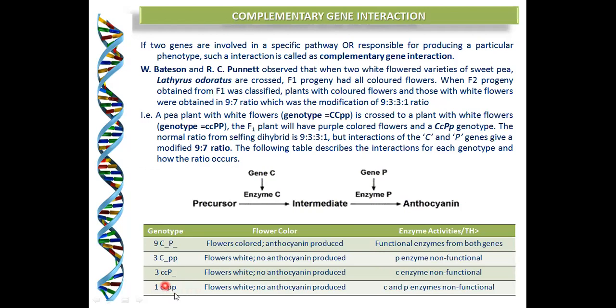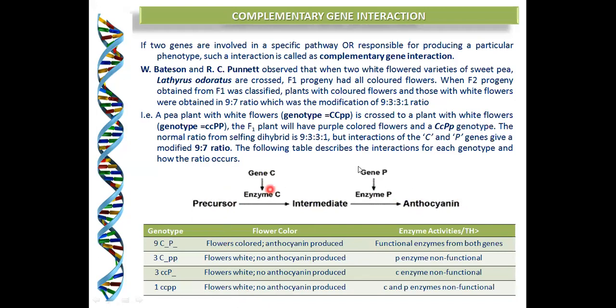Now what is the last case? In the last case, both the genes are recessive. So neither the intermediate will be produced nor the anthocyanin pigment, because enzyme C is not produced, enzyme P is not produced. Why? Here recessive c is present, here recessive p is present. So they are unable to produce the enzymes. If enzymes are not produced, no intermediate, no anthocyanin pigment. As a result, the color of the flower will be white only.